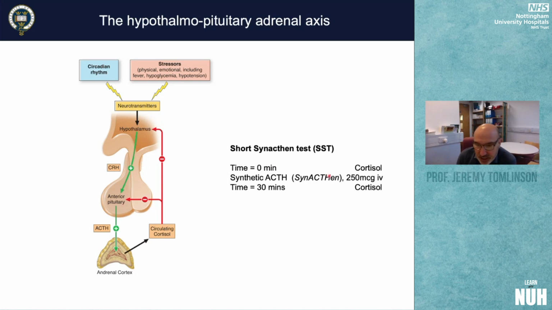Well, it's a baseline cortisol, 250 micrograms of synthetic ACTH, which we tend to give IV, and then a 30-minute cortisol. And clearly, if you have a functioning adrenal gland that isn't shriveled, that isn't atrophic, then you would expect a response at 30 minutes. And again, different centers have different cortisol cut-offs, and we can discuss that if you wish. So that's the basics. That's how we assess it, and that's, broadly speaking, how it can go wrong.